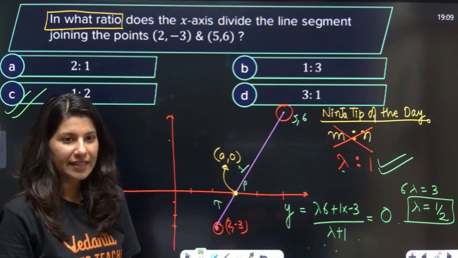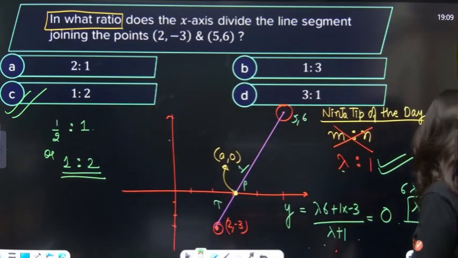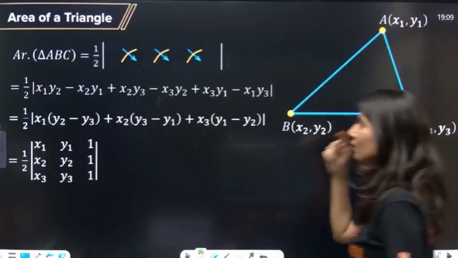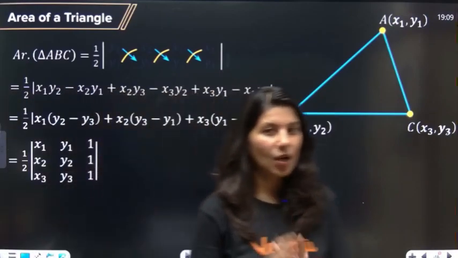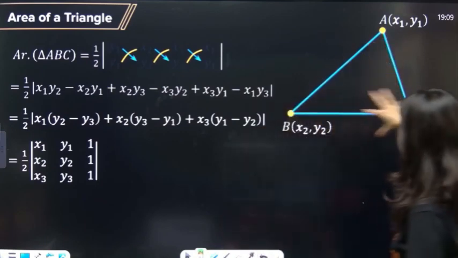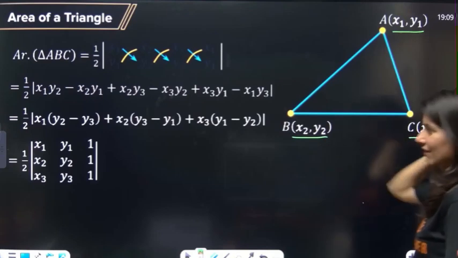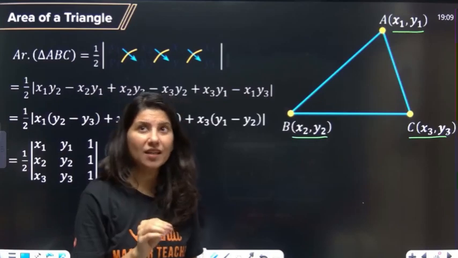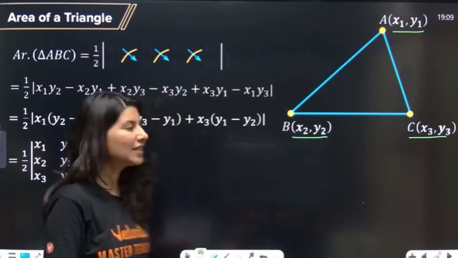Understood? Okay. Now, the next topic is a very important and interesting topic. This is nothing but area of triangle. I am going to tell you area of triangle by 2 methods. The very first method, so this is your triangle. You can see A is (x1, y1), B is (x2, y2), C is (x3, y3). The very popular thing which you will see in your NCERT book or any other book or any other teacher's notes is this formula.